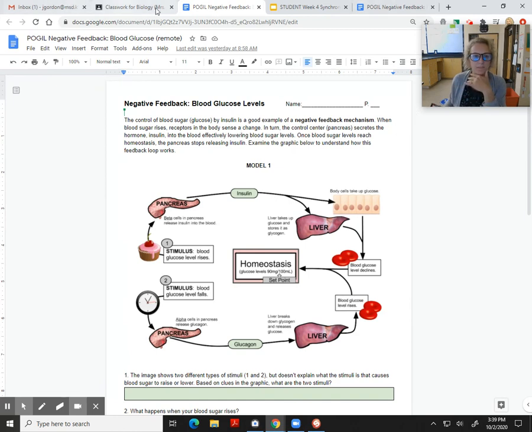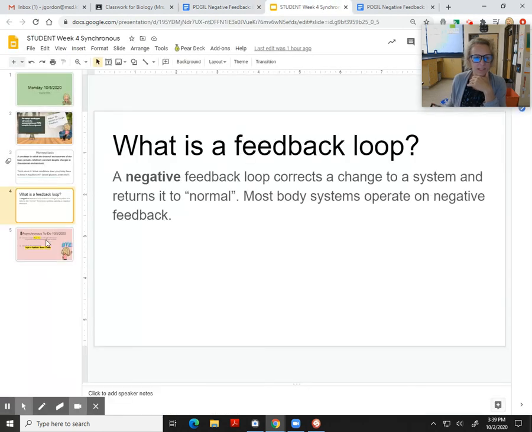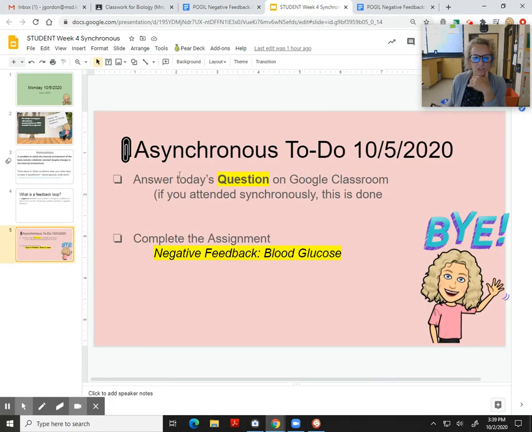When you're done, your asynchronous to-do list is just to make sure that you answer today's question on Google Classroom. Make sure that you finish and turn in that blood glucose activity.